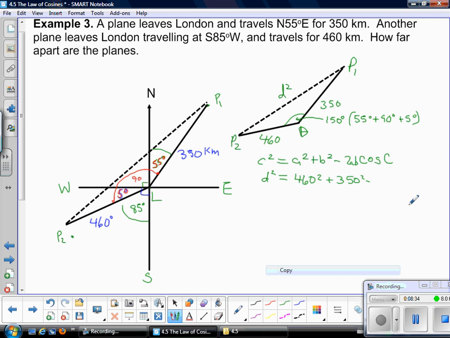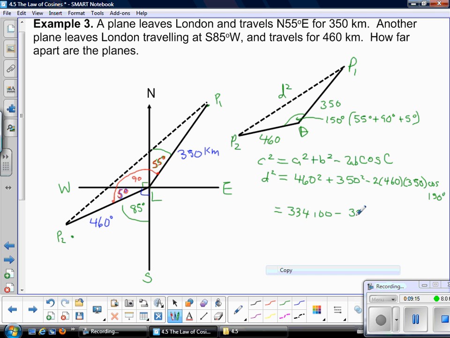minus 2 times 460 times 350 times the cos of 150, and I'm going to run out of room. I can see that. Okay, so now again, we're going to be careful when we're multiplying. So I'm going to put the squared ones together. So 334,100 minus, I'm going to multiply these numbers together and then by the cos.